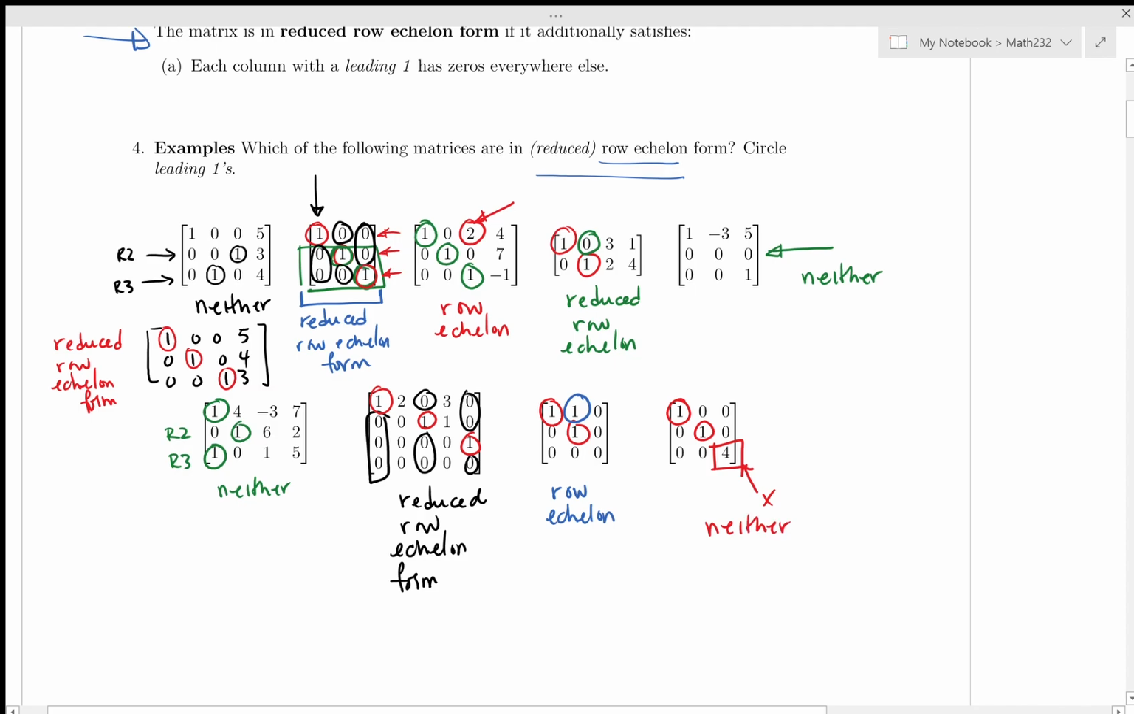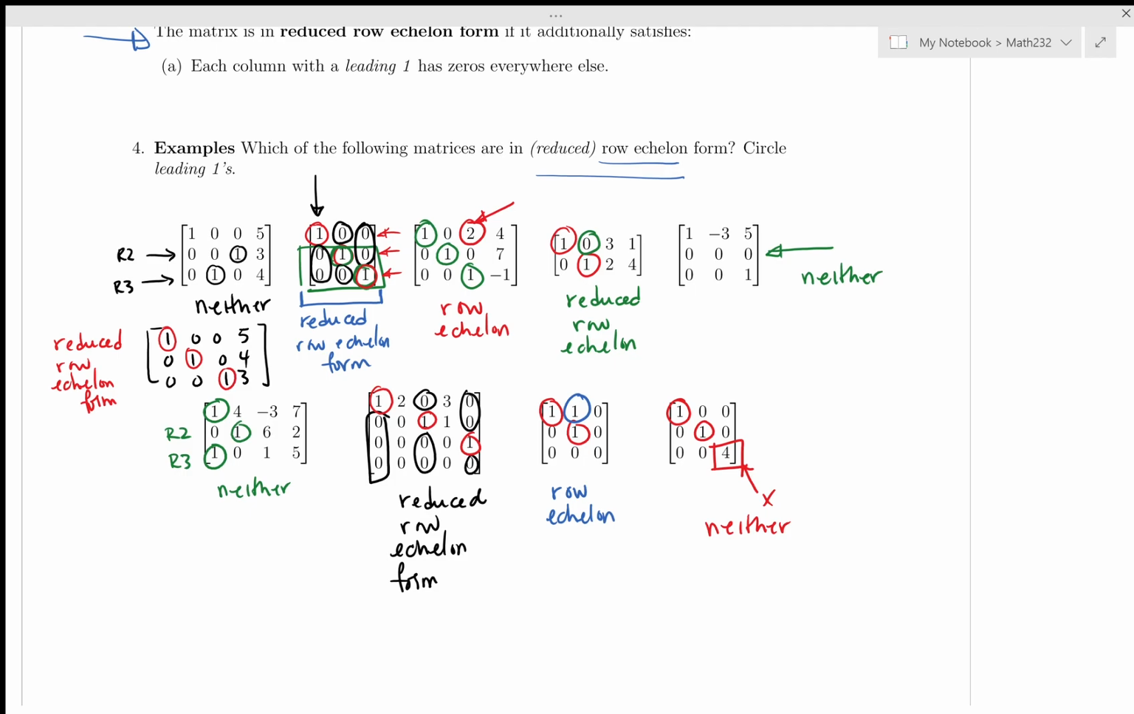Okay, so the idea at the end of this is that we've defined 2 terms, row echelon form and reduced row echelon form. We should know the properties that define those types of matrices, and we should be able to pick out from any matrix which of those forms it's in, or possibly neither. We've also introduced the term leading 1.